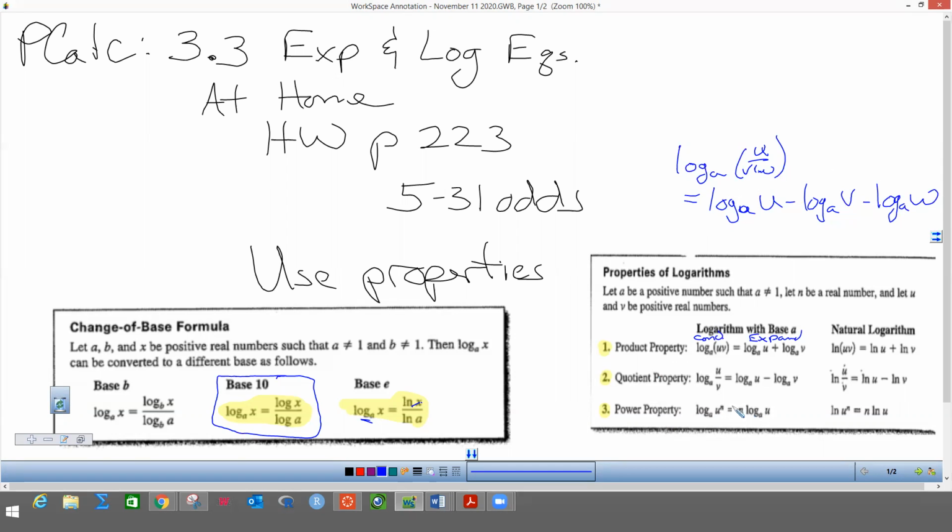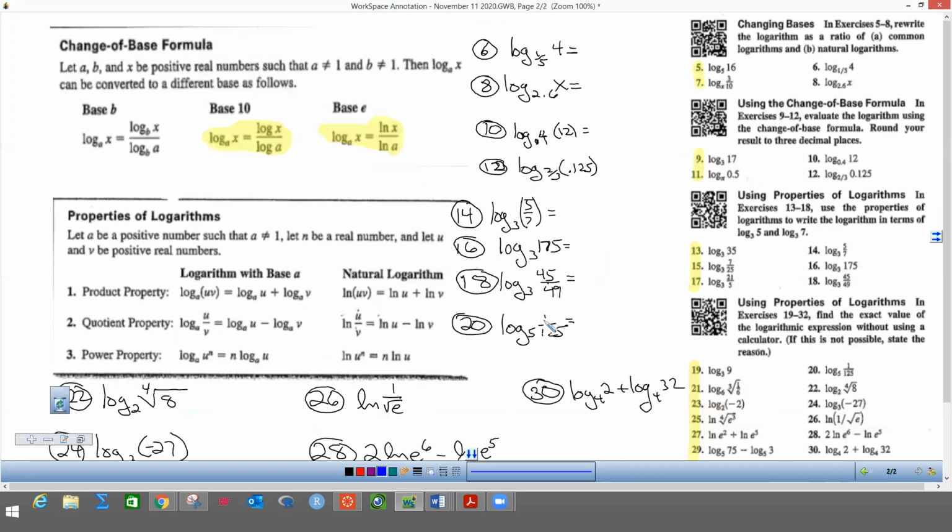And then the last one is if you have a power, you're allowed to move a power after the log base A of something to a power. You can move that power to the front. So that power becomes n log base A of U. And these are exactly the same rules if it's in natural log form. So the log form and the natural log forms are the same. We're going to use that stuff on the homework today.